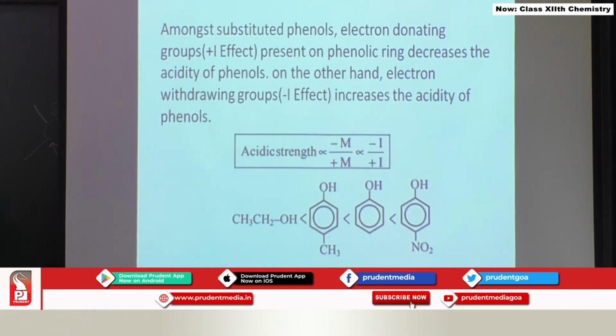So, I have taken one example over here to illustrate the same. See here, phenols generally are more acidic than alcohols. Now, this phenol has an electron donating group, so it is less acidic than phenol. This decreases the acidity of phenol. Phenol is less acidic than another phenol to which electron withdrawing group is present. So, this is about the variation of acidity amongst different types of substituted phenols.